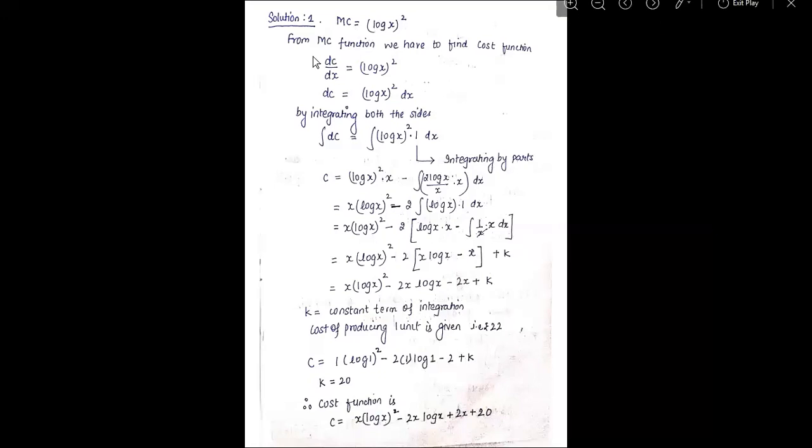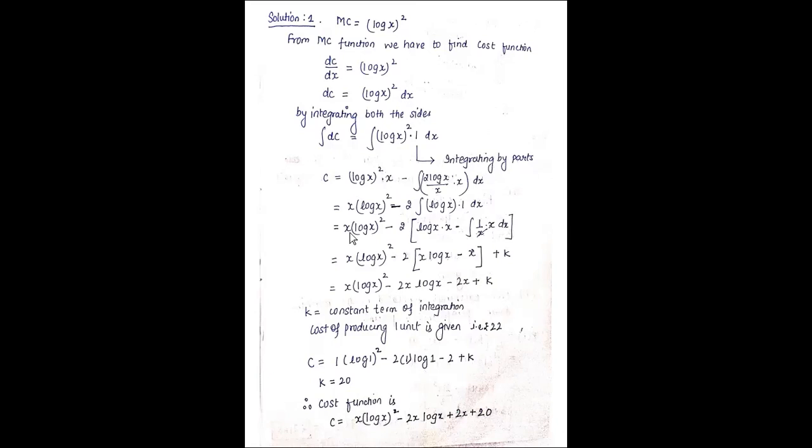Marginal cost is given as (log x) whole squared. To find the cost function, marginal cost means dC/dx. So dC equals (log x) whole squared dx. Integrating on both sides, integrating 1 with respect to x gives x. So for (log x) whole squared, we can use integration by parts, the UV process, taking u equals (log x) whole squared. Take u times the integral of v, minus the integral of the product of the derivative of u and the integral of v.